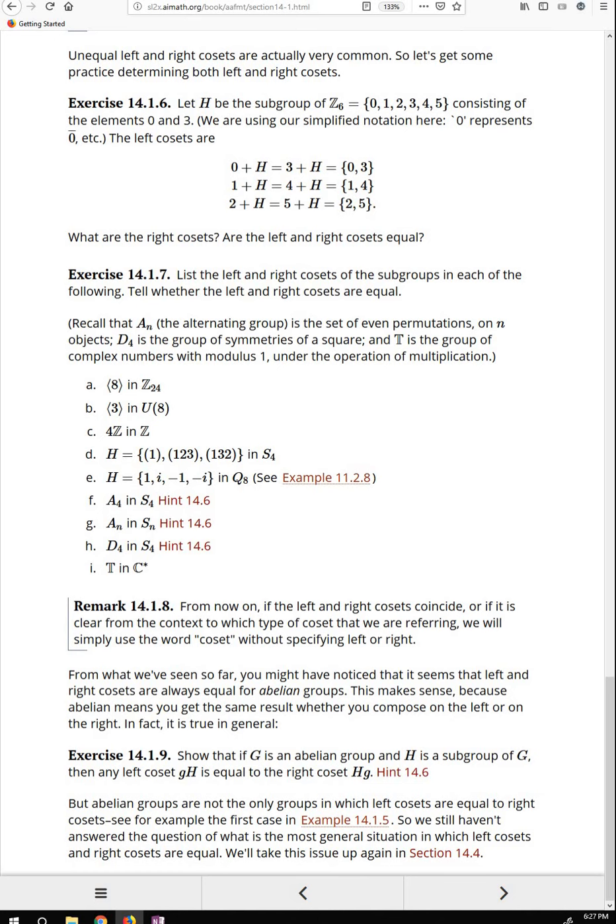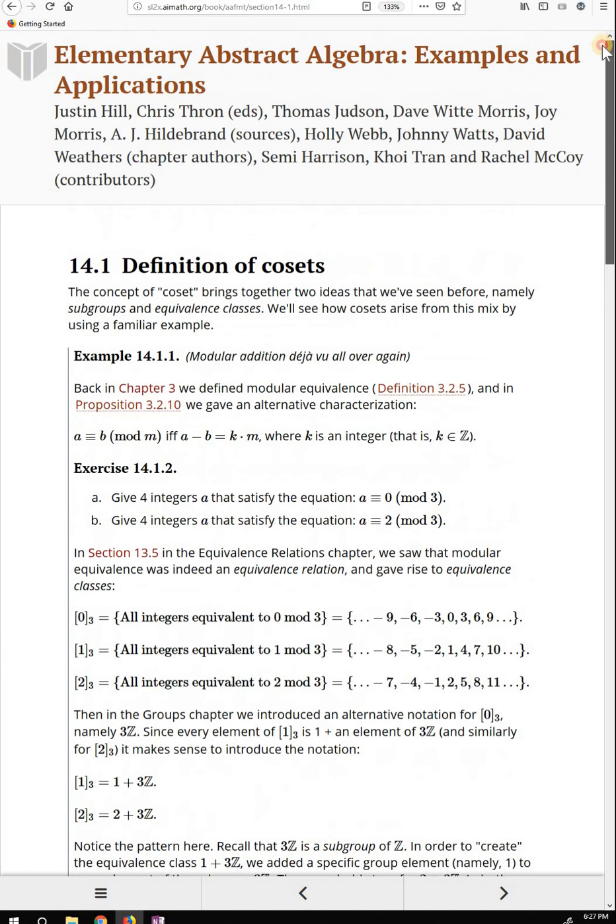Let me go on to section 2. Because my screen is... Where's the arrow? Oh, it's down there.